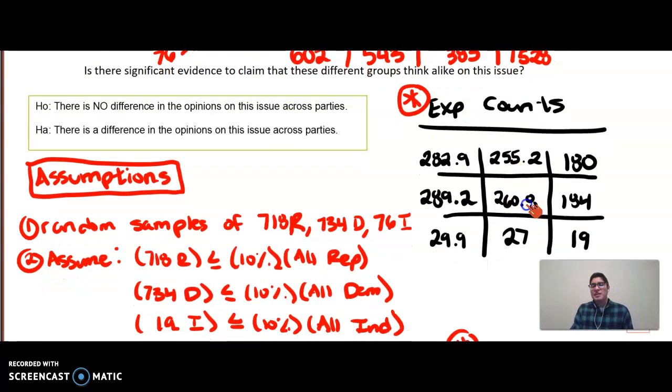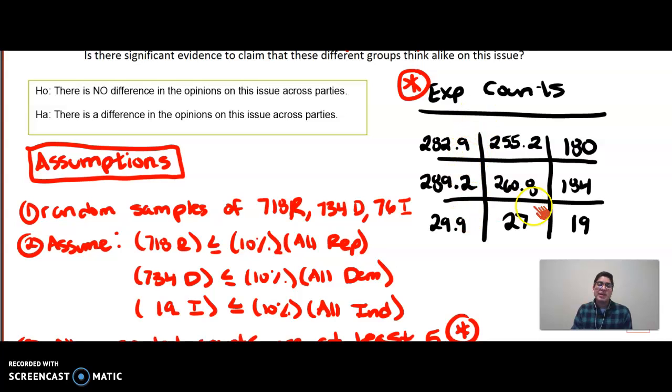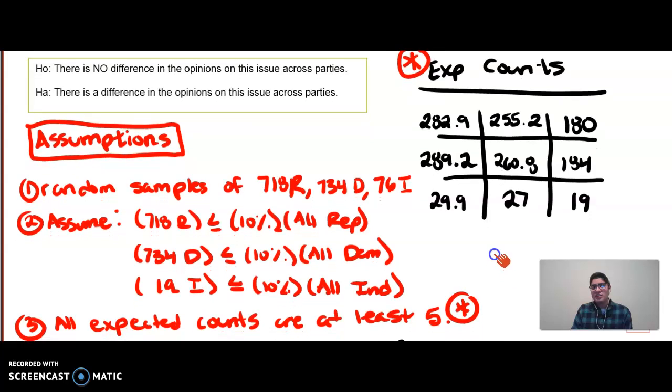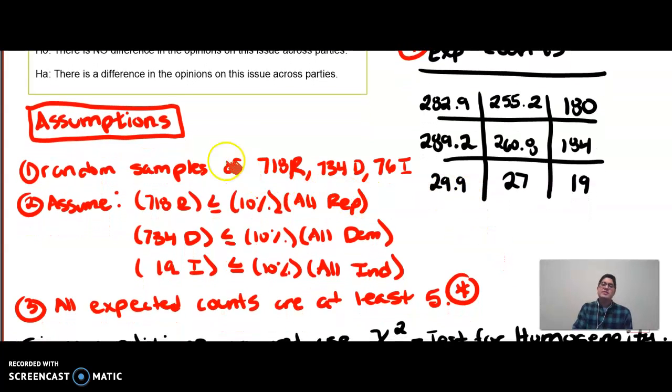Now, I have my expected counts here, and it's already going to help me see one of my conditions, which is that they're all greater than 5. So let's check the rest of our conditions here. The first one is that I've obtained random samples of 718 Republicans, 734 Democrats, and 76 Independents. So my random condition is satisfied.